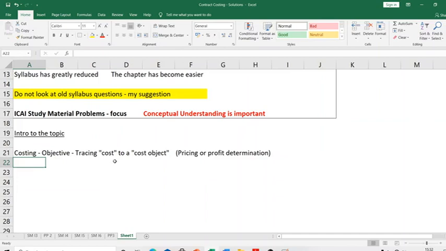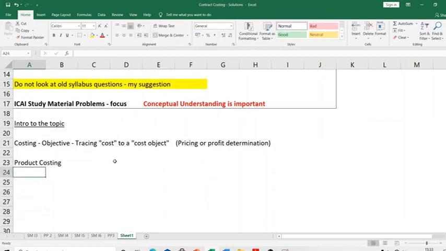So putting all those concepts together, what is it that you would have done? You would have found out the cost of a product. So finding out the cost of a product, where one product is the cost object, some chapters focused on that. Let me call this product costing. You had a lot of chapters on pricing, which is basically product costing.